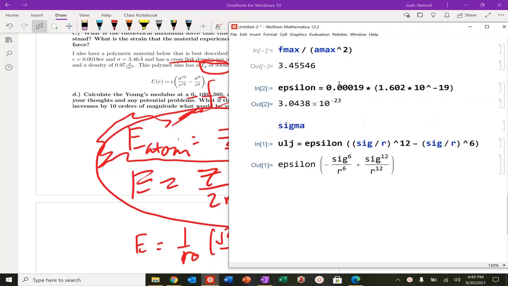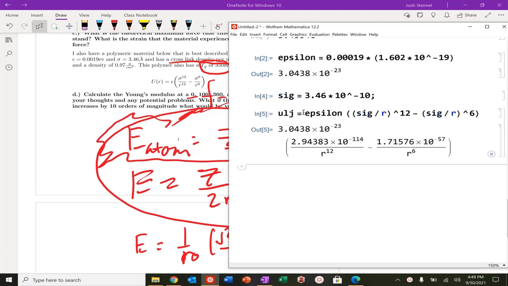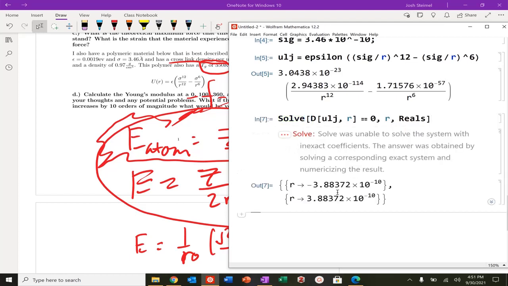My sigma equals 3.46 times 10 to the minus 10. So now I look at here, and now I can take the derivative of U_LJ and then we can go ahead and solve this. So we take the derivative and then set that equal to 0. So we can get to the R naught, solve for R in terms of reals. And we want, again, a realistic R naught. So this is my R naught.